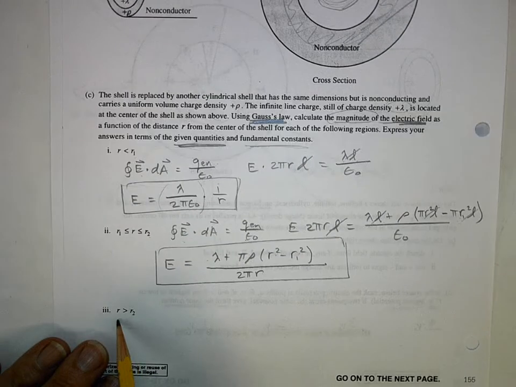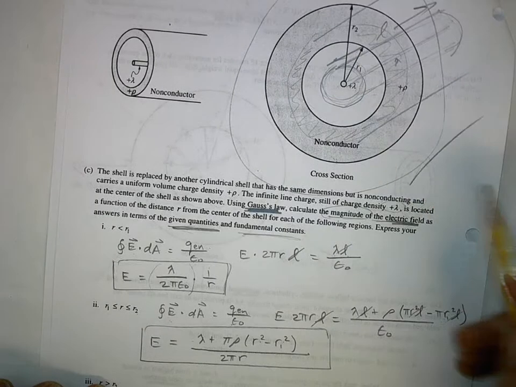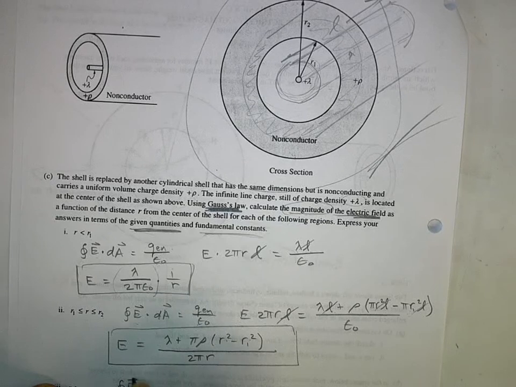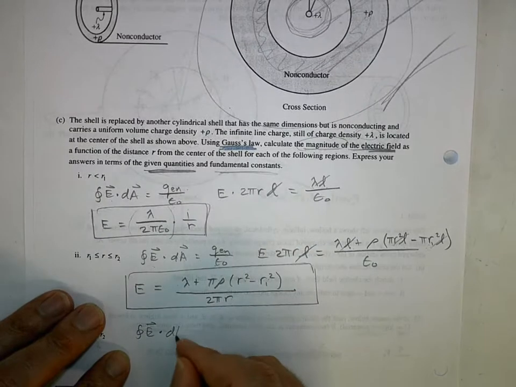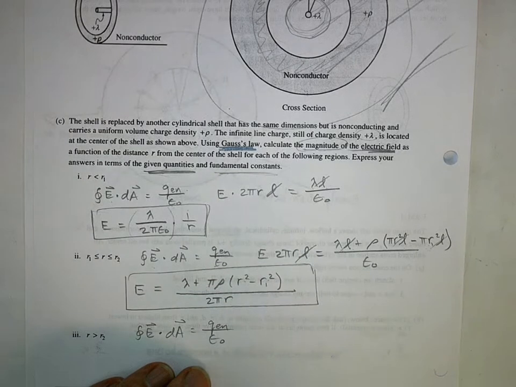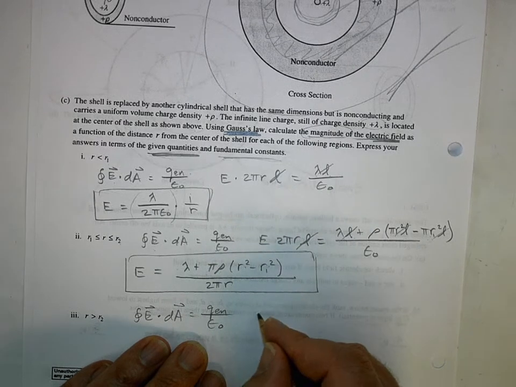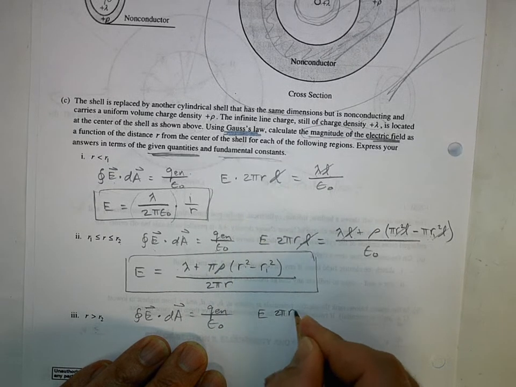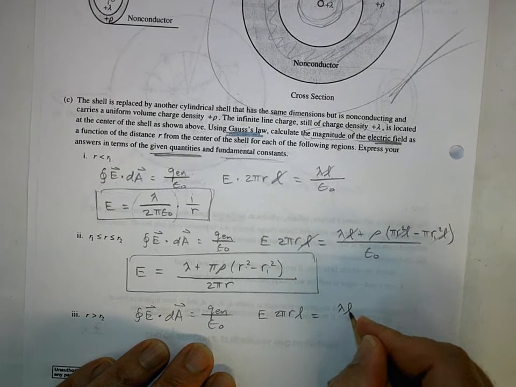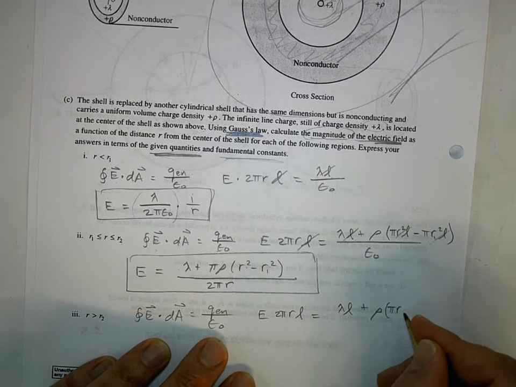And then of course outside, so now I'm just going to surround it by a Gaussian sphere that's on the outside of this thing. And same expression. I probably don't need to do that, but I like doing that. All right, so this is going to be E times 2 pi RL. Notice that this is the same. And now the charge that's inside is just lambda L plus rho times pi R.